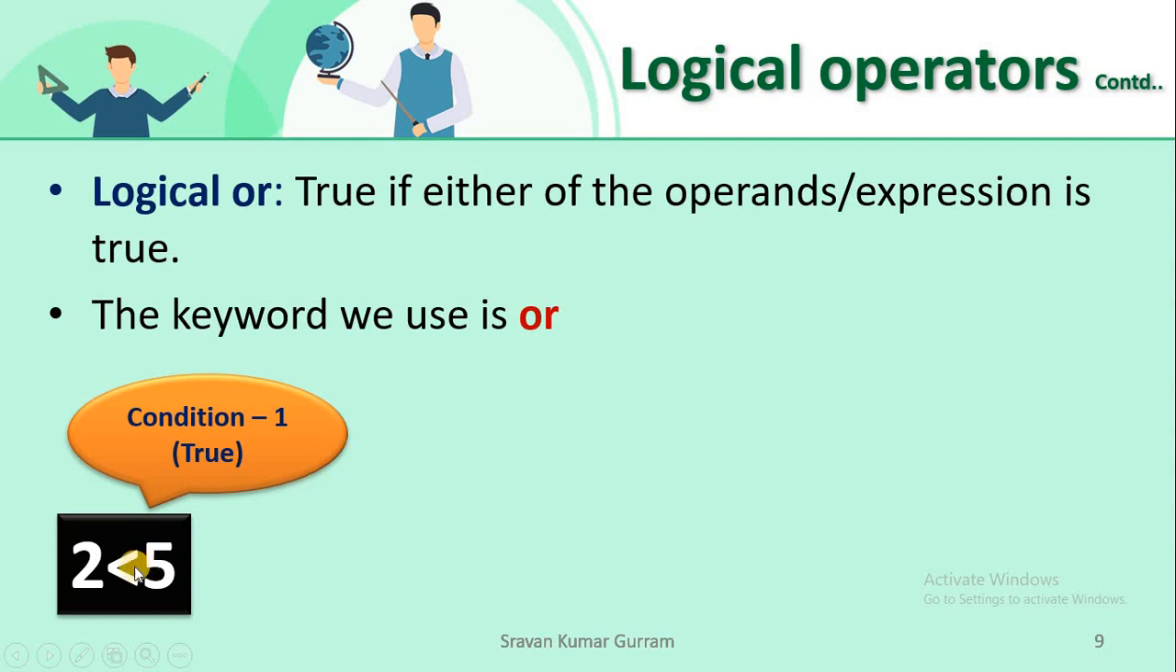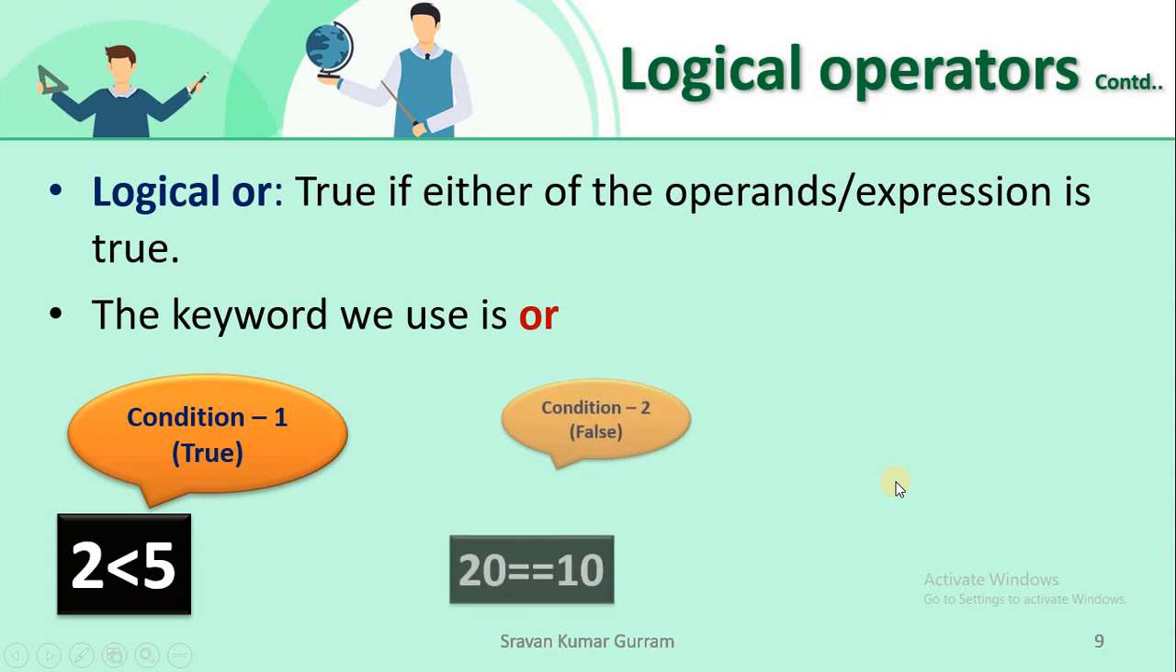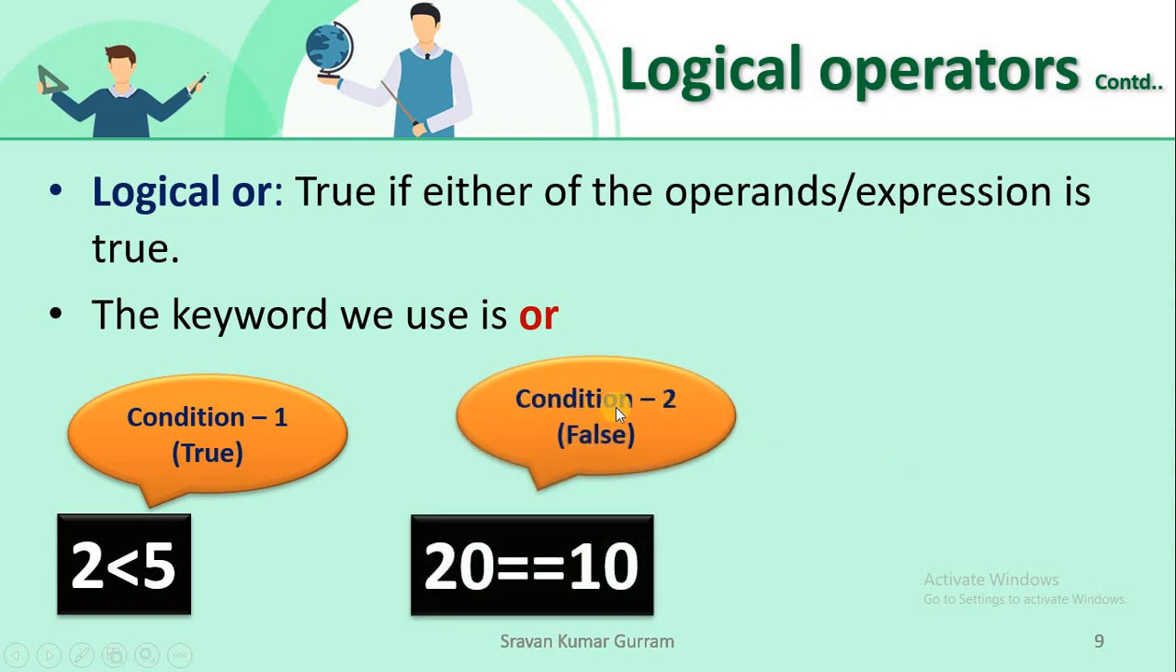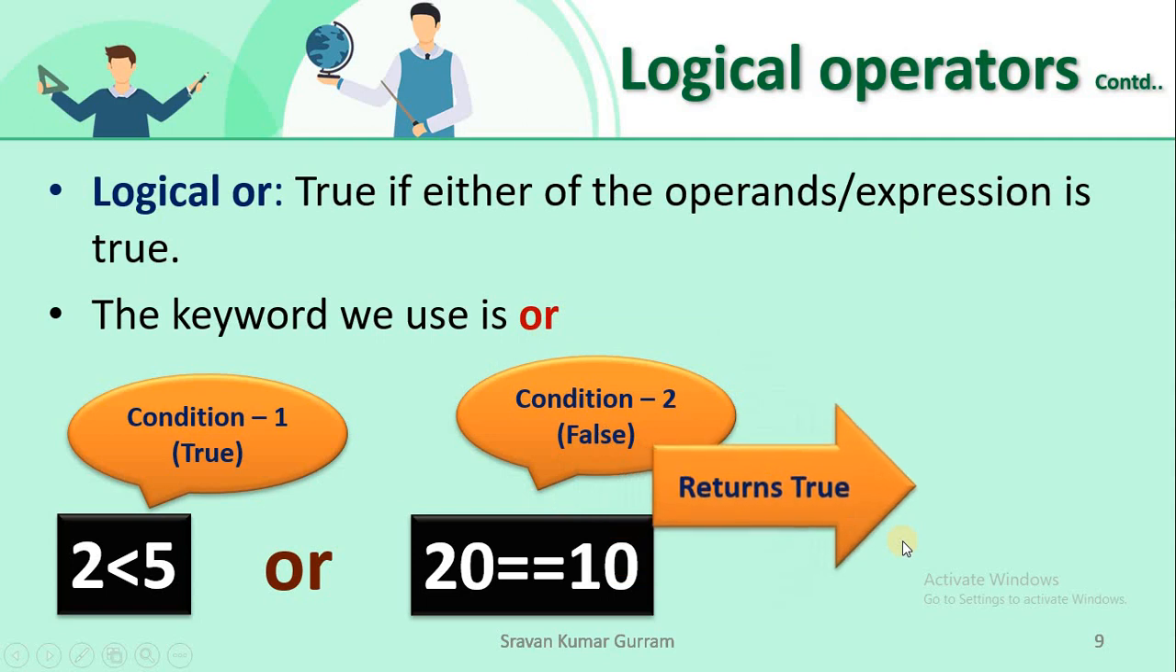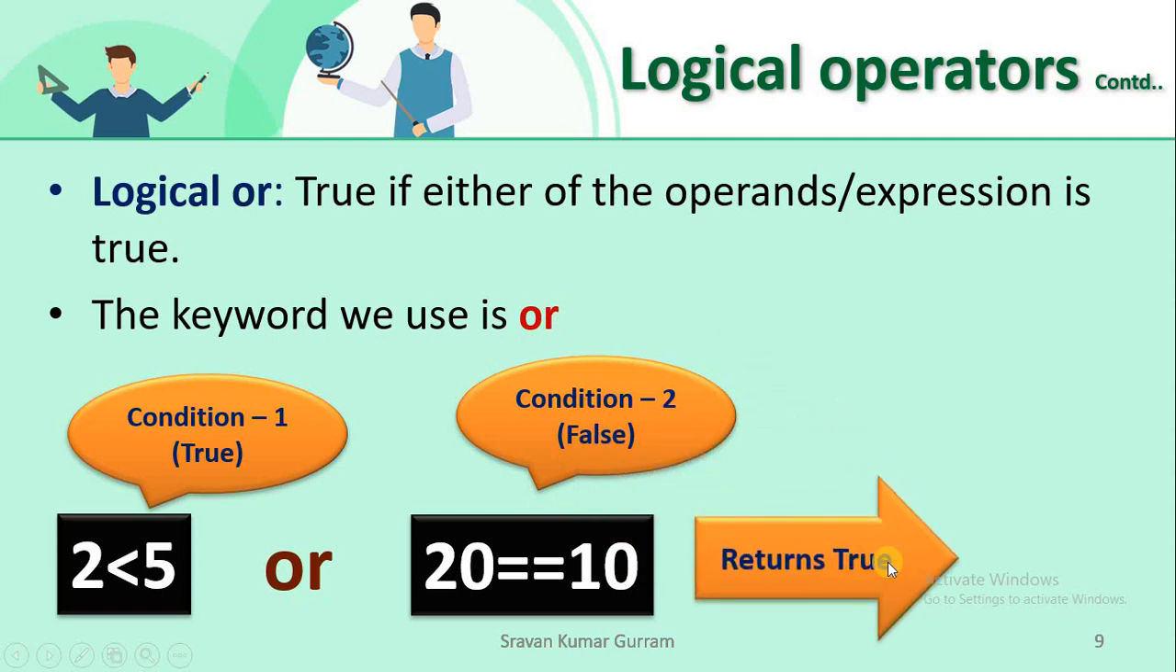See this example, I have one condition, 2 less than 5, so that is true. And we have one more condition, 20 is equal to 10, so this is false. If we combine these two conditions with logical OR, so what will be the final output? One value is true, one value is false. The condition about the logical OR, if at least one value is true, then the final value becomes true. Then see the return value, it returns true.